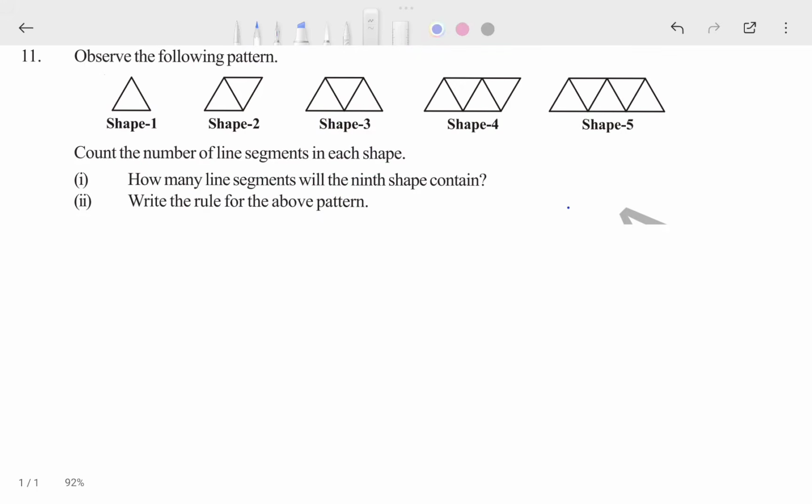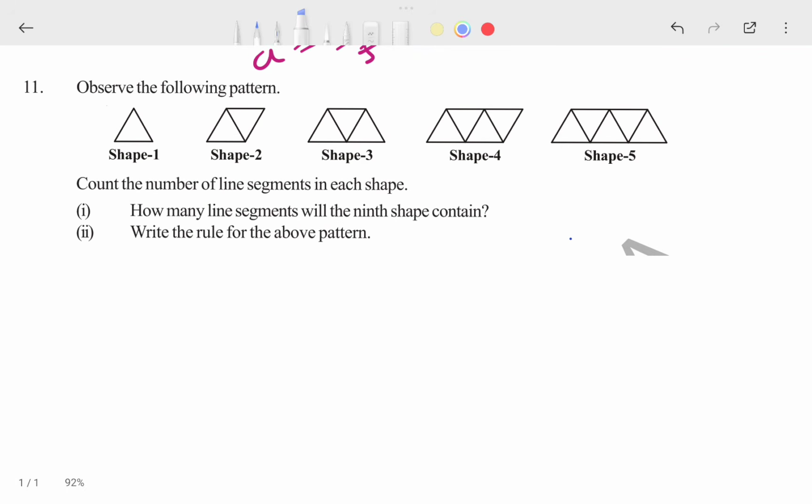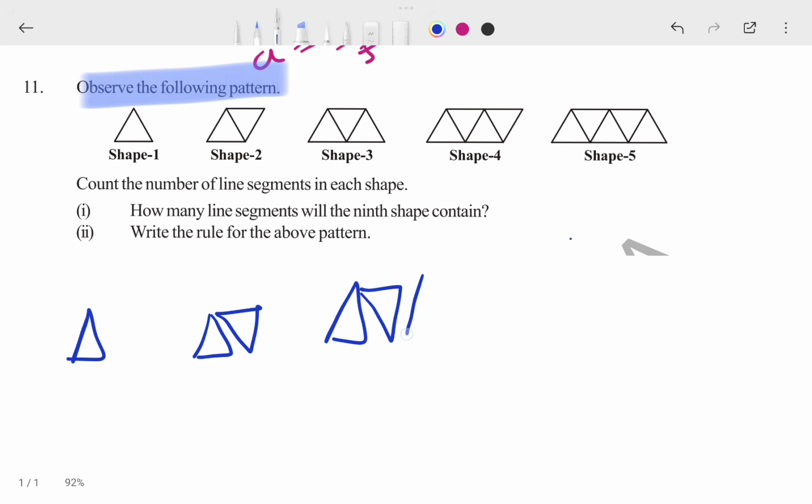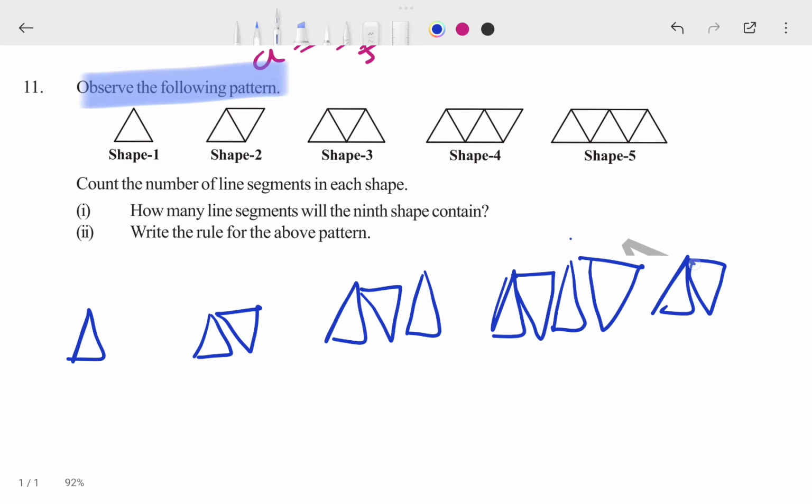So let's talk about the 11th question. The 11th question is telling us to observe the following pattern. If you observe this pattern, the first shape is one like that, another shape is one like that. The third shape is one straight, one down, one straight. The fourth is one straight, one down, one straight, and so on. And the fifth shape is one straight, one down, one straight, one down, one straight. So this shape is totally like that.